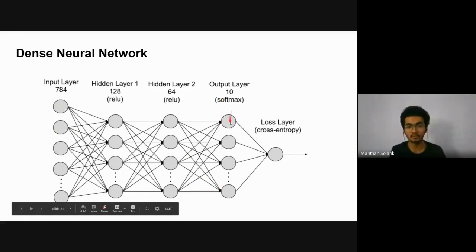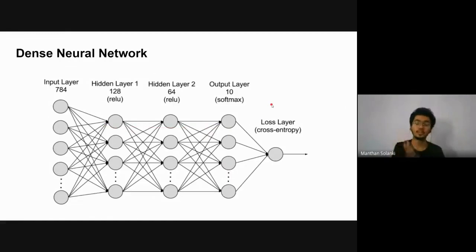Why do we have 10 neurons in the output layer? Because this dense neural network can be used to classify which number it is, like this is 0, this is 1, this is 2. So for the output layer we have 10 neurons, and each individual neuron is for an individual number. And now this is the loss layer.